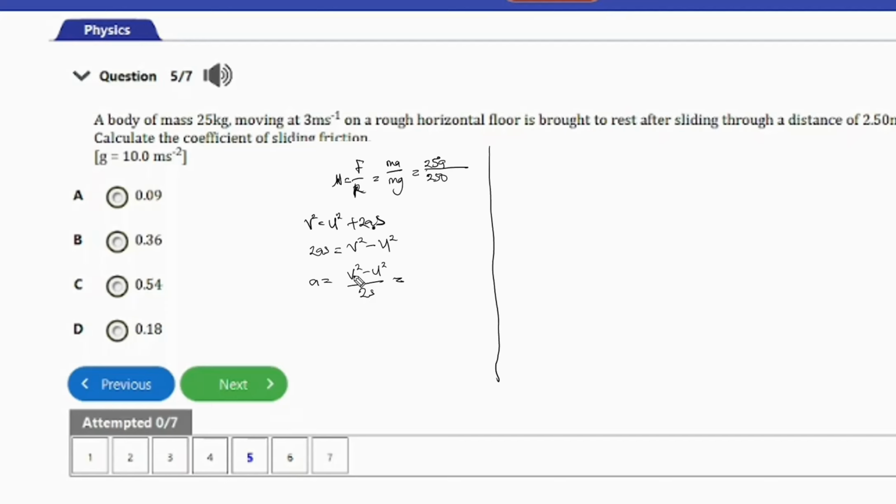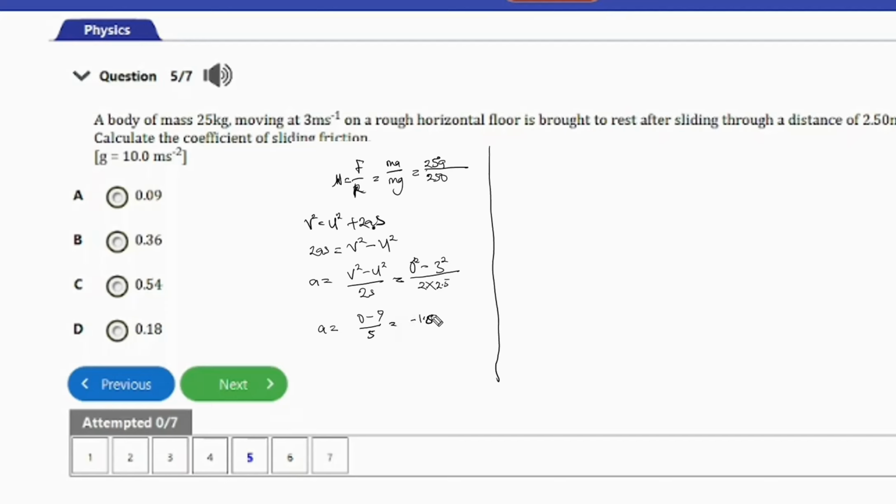Alright, so guys, at this point we can now input the values for each of these. So v squared is going to be 0 since the body is brought to rest, and then u squared is going to be 3 squared since it started moving with an initial velocity of 3 meters per second. So this will be over 2s, that's 2 times 2.5. So 2 times 2.5 is actually 5, guys. In that case, 0 minus 9 is equal to negative 9. So the acceleration here will now be negative 9 over 5. So guys, that's negative 1.8.